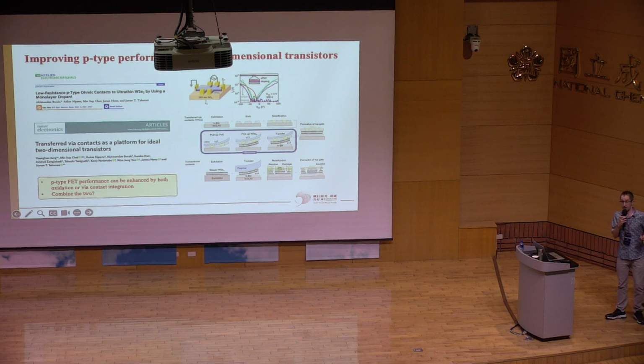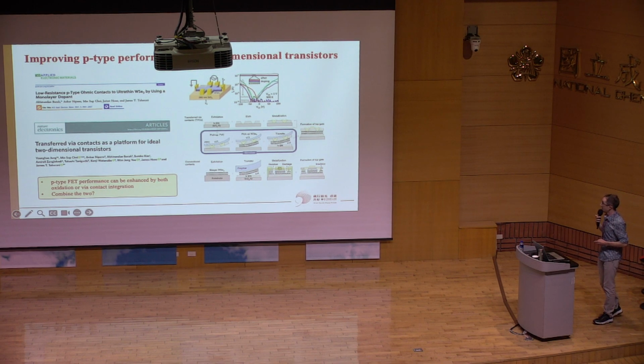One is the oxidation technique, which I described previously to you, either using oxygen plasma or ozone. Both are okay. You just transform the entire surface of your WSe2 to this tungsten oxide. And the other is the way in which you integrate the contacts, using what we call via contacts or van der Waals contacts or transferred contacts. You will see all these names in the literature.